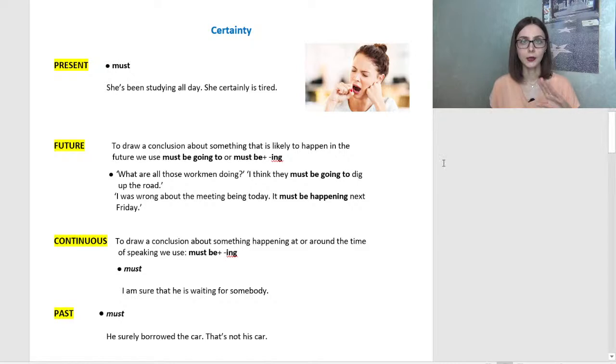All right, so let's go to certainty. As I said, instead of may, might, and could, you have to use must to express that you're more sure. So it's still possibility, but more sure. As I said already, sorry, I'm repeating myself too much.